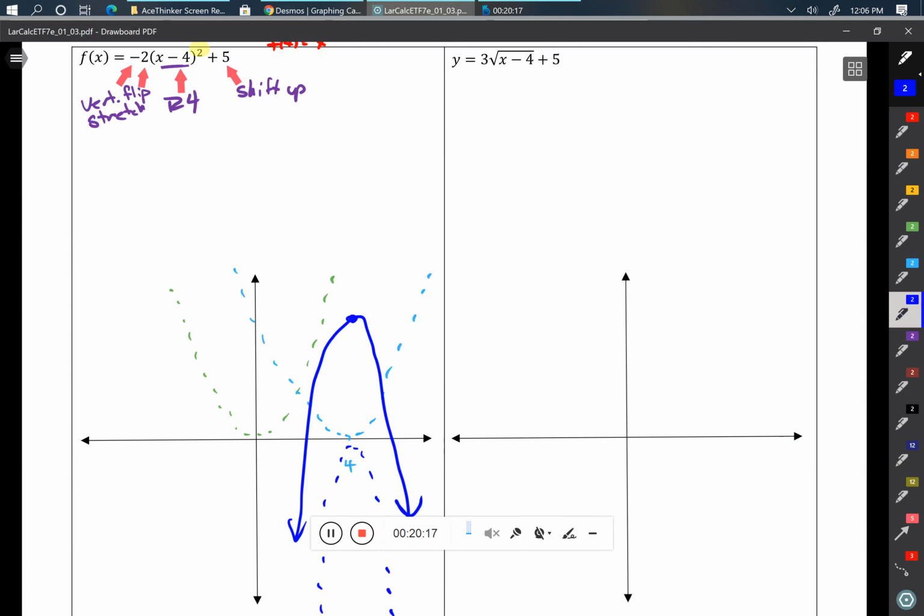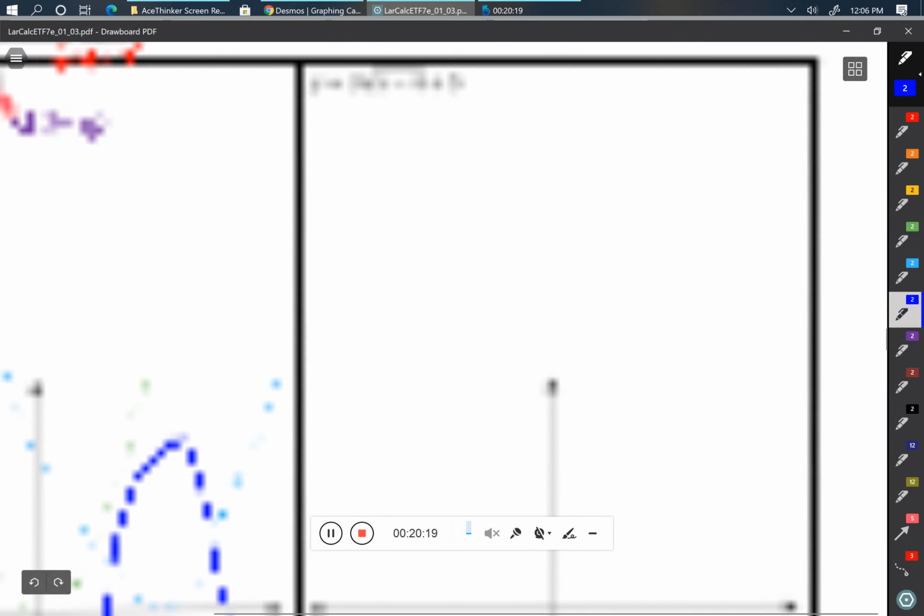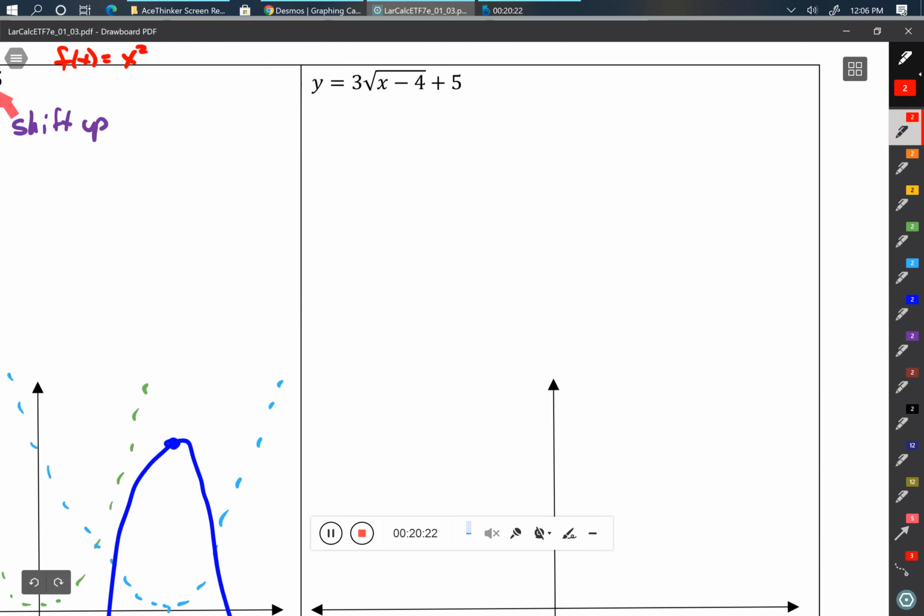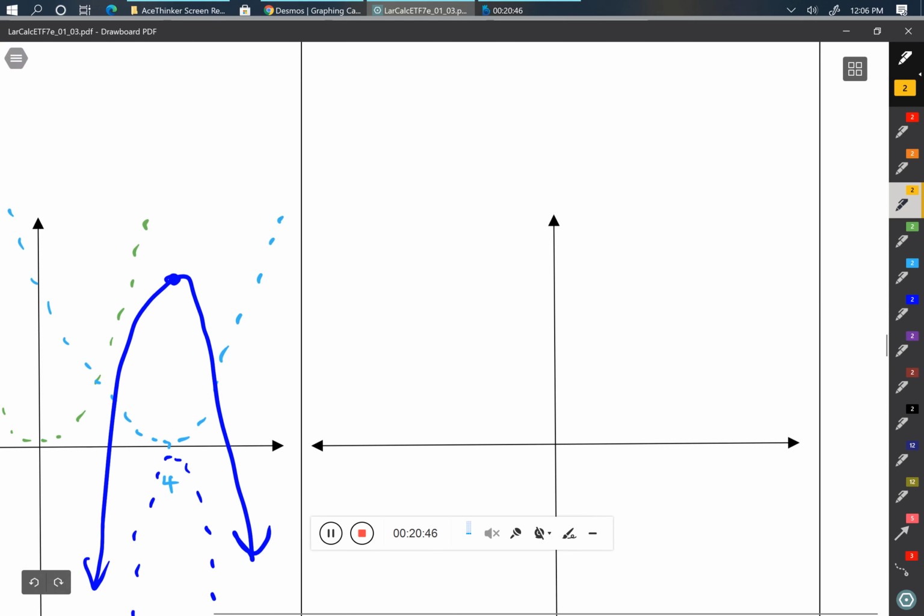So can we do the same thing over here? What's the original function? Square root of x. What's happened to it? That, and that all happened to it. Okay. What's the negative 4 do? Right 4. What's the 3 do? Stretch vertically. And what's the 5 do? Up 5. So what was the original function? And the original function was the square root function.